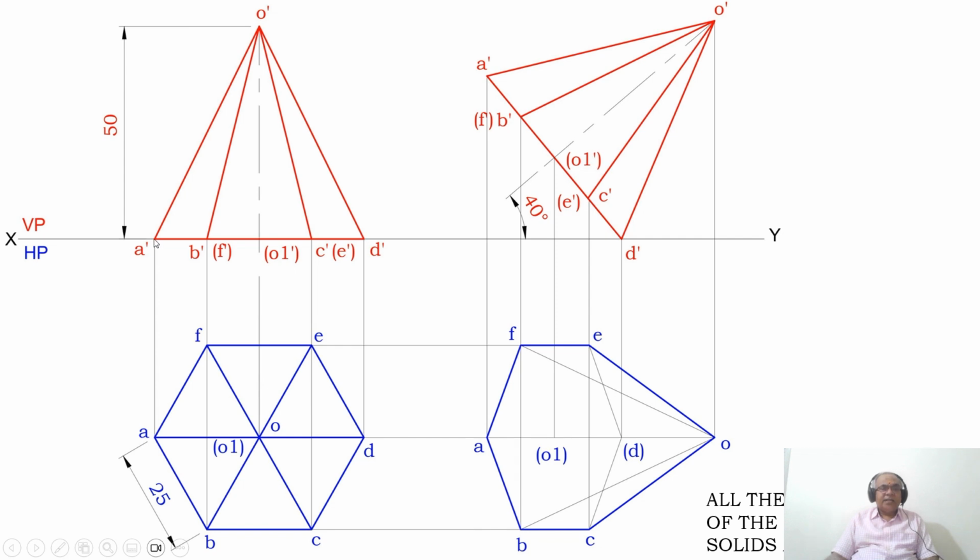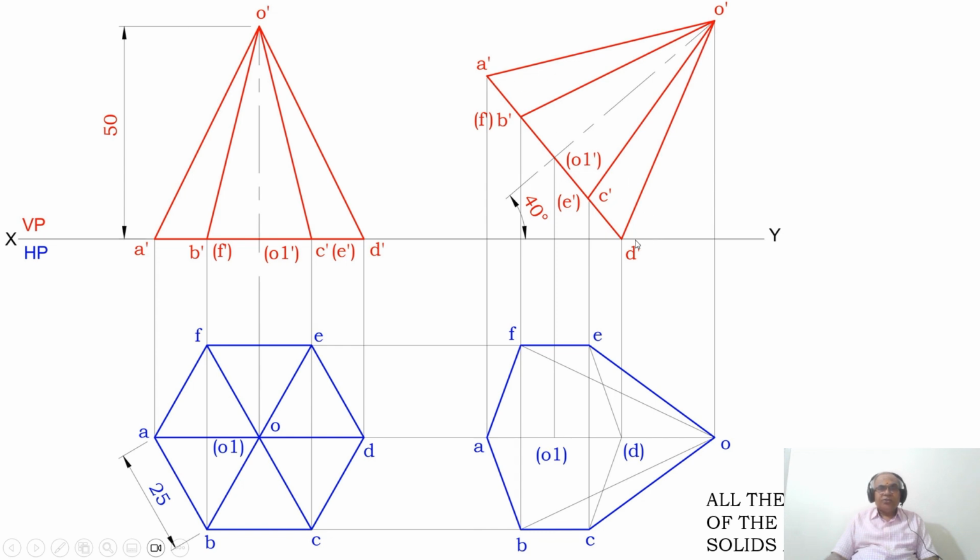Similarly with A dash as center, take the radius of A dash C dash. From A dash you cut an arc on this line and then you measure the distance from D dash to O1 dash. From D dash you mark it on this 50 degree line and you mark this point as B dash, then you mark this point as C dash, then E dash in bracket, then F dash in bracket, then O1 dash in bracket.